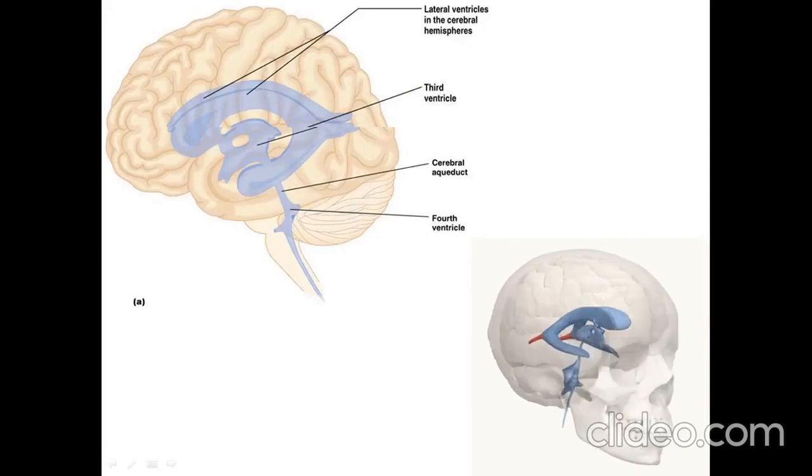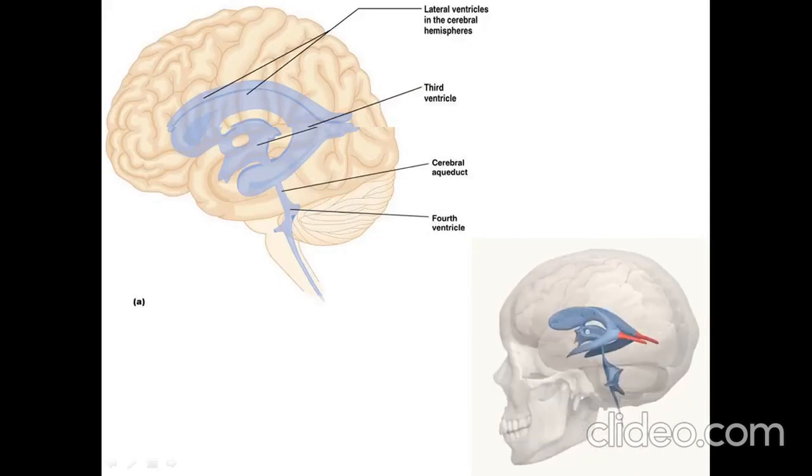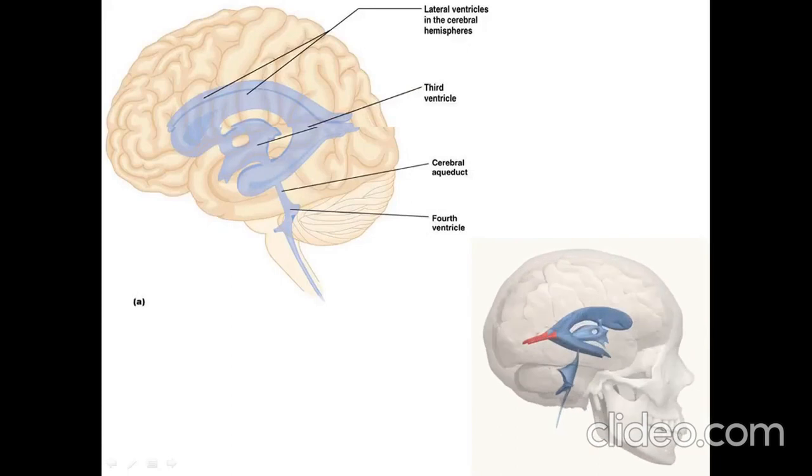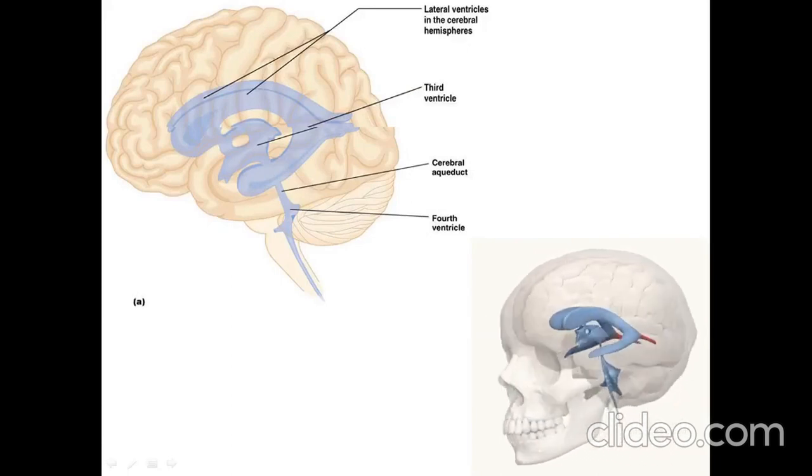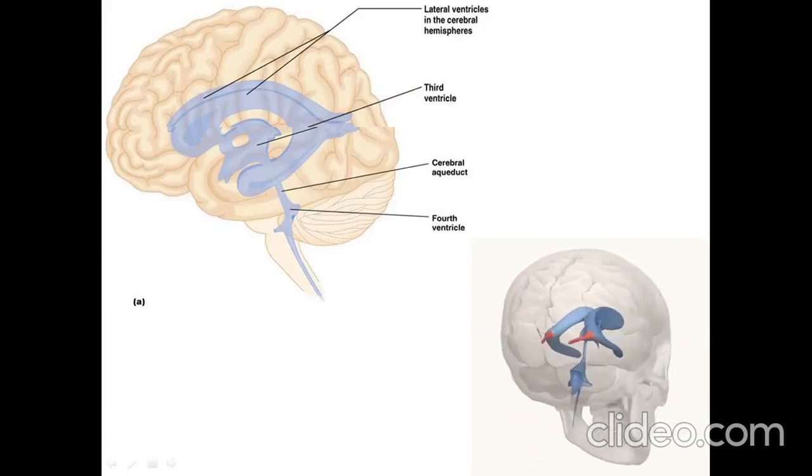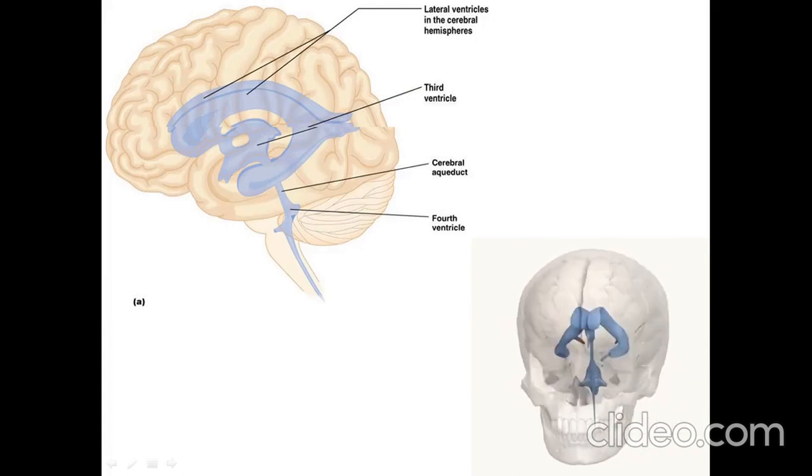Now these are the lateral ventricles in the cerebral hemisphere. They contain the left and the right. Next one is the third ventricle. Again the cerebral aqueduct, and the last one is the fourth ventricle.